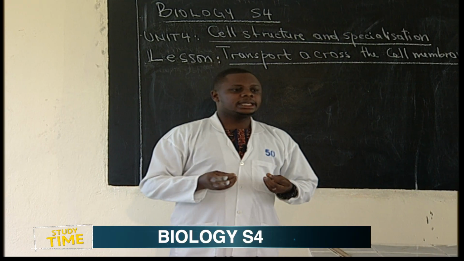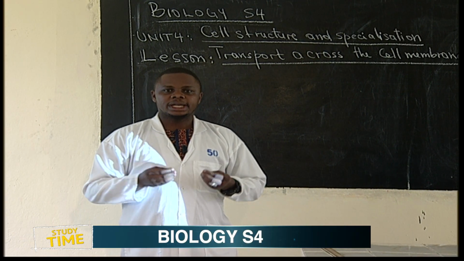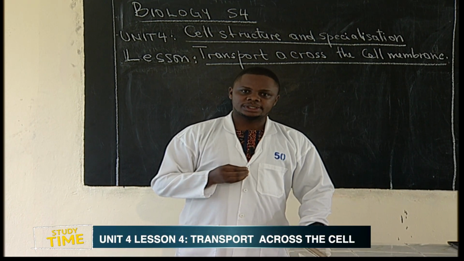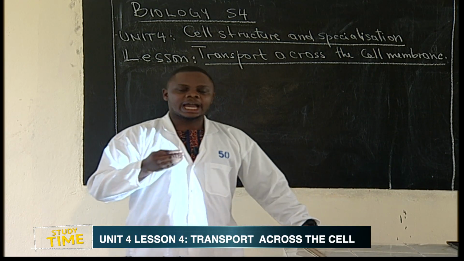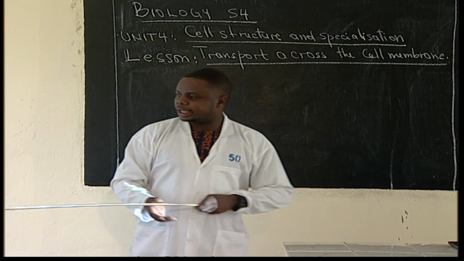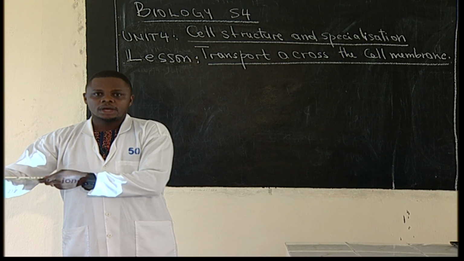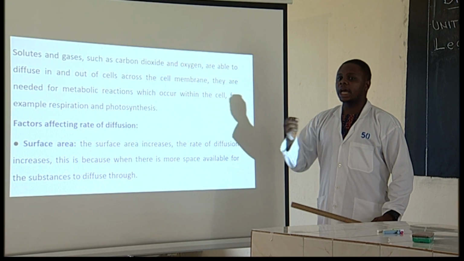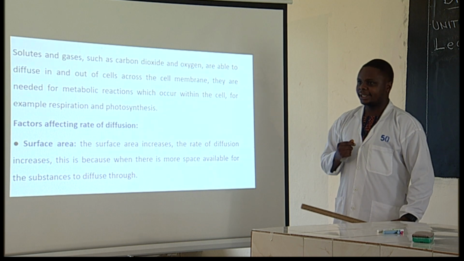Now, after understanding the process of diffusion, which factors affect the rate of diffusion? Which factors can make diffusion go fast or slow? One of them is surface area. When cells have large surface area, the rate of diffusion is high. That means carbon dioxide and oxygen can go in and out easily.